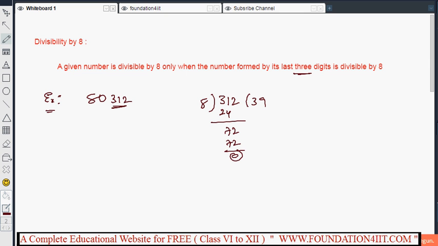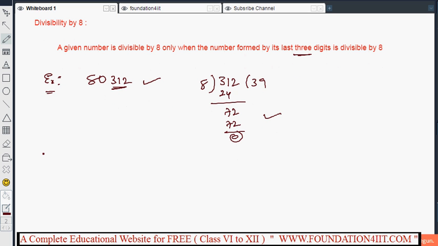Yes, so it is divisible. So 80,312 also is divisible by 8. We need to check the last 3 digits. If the last 3 digits are not divisible by 8, then that number is also not divisible by 8.